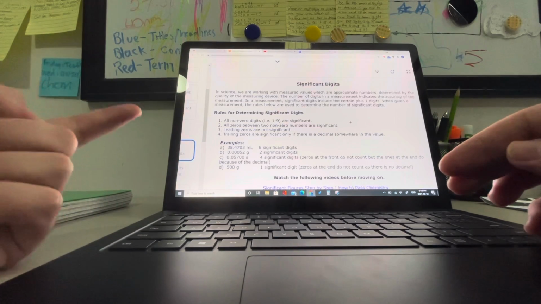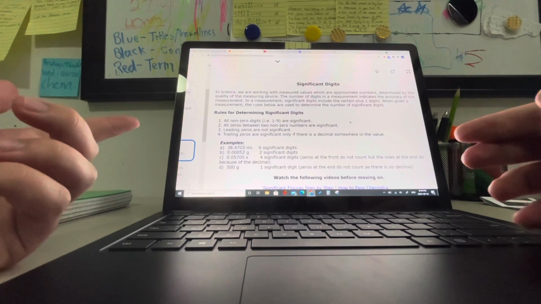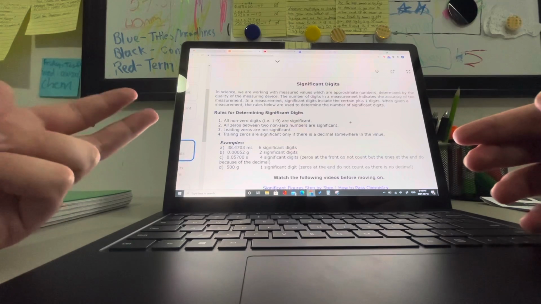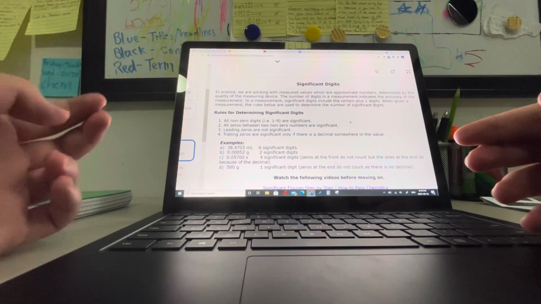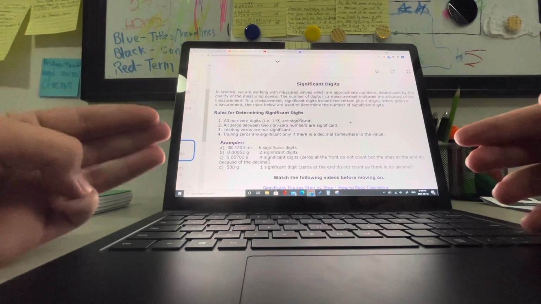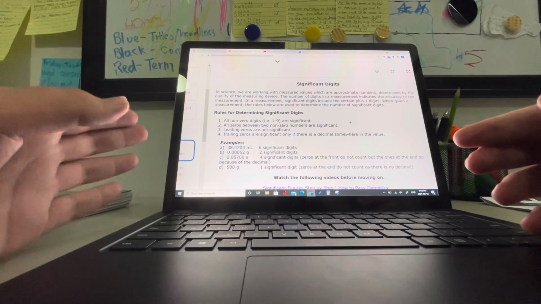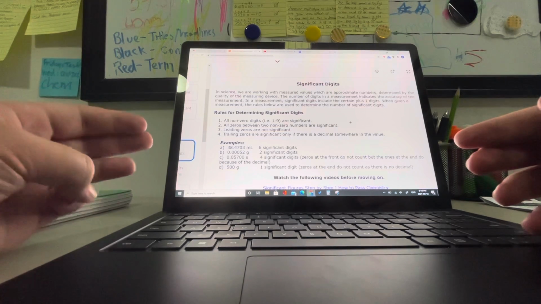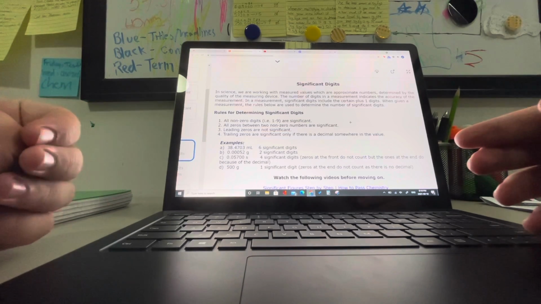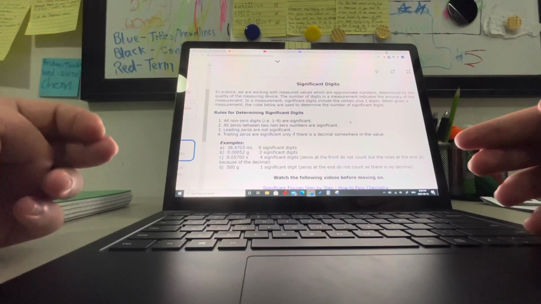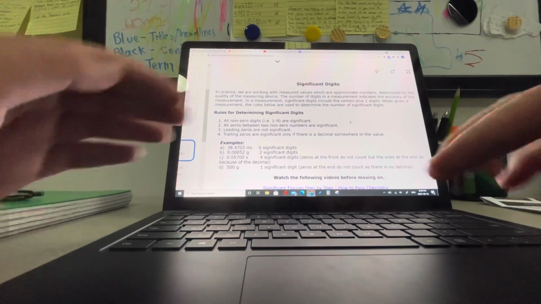Number one, all non-zero digits are significant. Number two, all zeros between two non-zero numbers are significant. Number three, leading zeros are not significant. Lastly, number four, trailing zeros are significant only if there's a decimal somewhere in the value. It can be anywhere in the value.